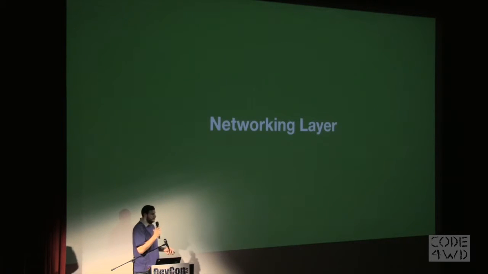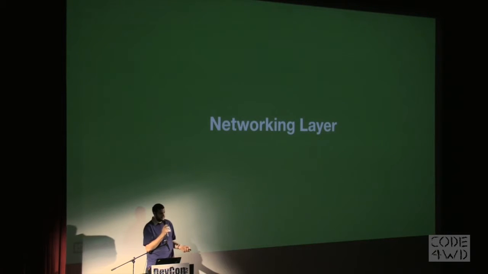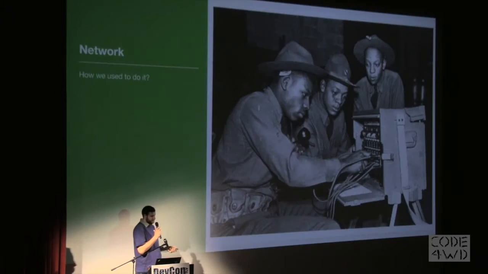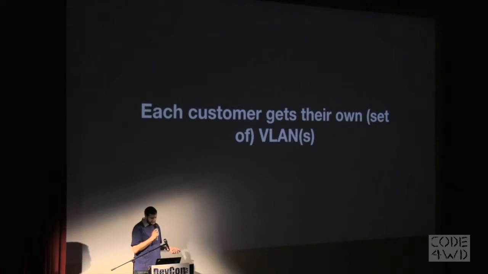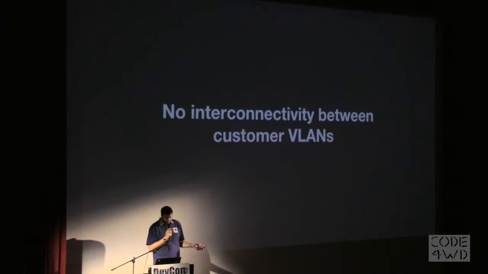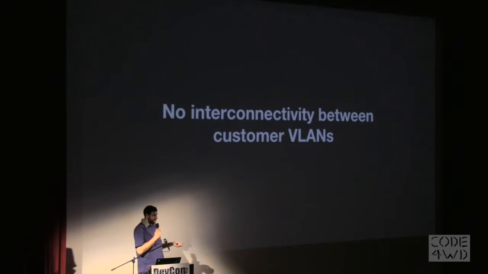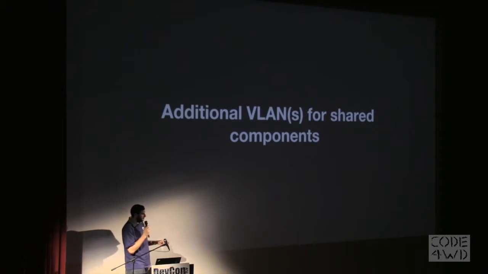So networking. When we started to tackle networking, we said, well, let's rewind a few years. How did people used to do this before we moved into the cloud? And the answer is VLANs. Every customer would get their own VLAN, or set of VLANs. And no customer's VLANs could interact with one another. And if we had shared components that everyone needed access to, then we'd put those on their own shared VLANs.